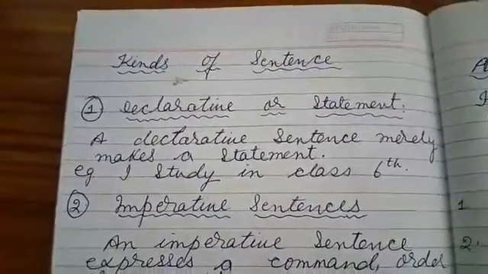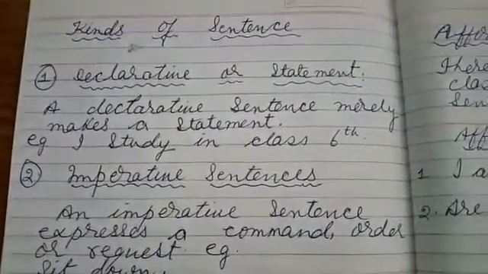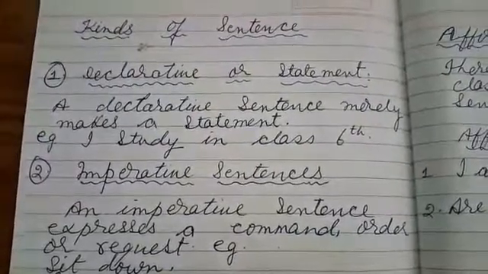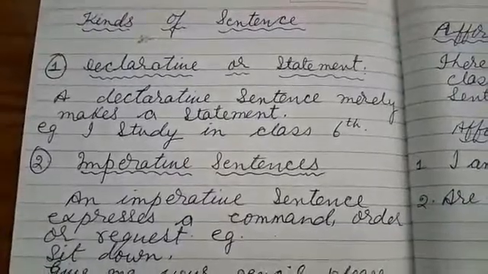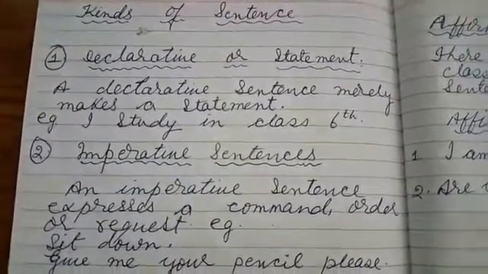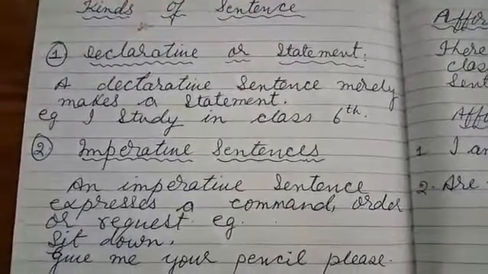Next part of the chapter is kinds of sentence. Mainly there are 4 kinds of sentence. Number 1, declarative or statement. It is a simple sentence. A declarative sentence merely makes a statement. For example, I study in class 6th.